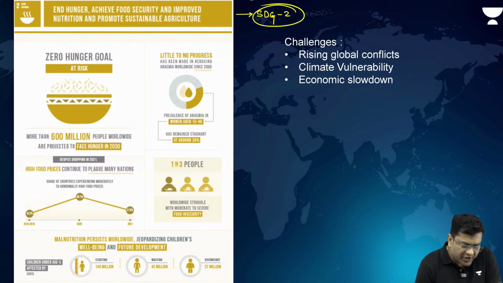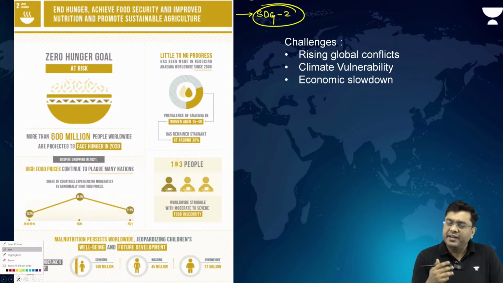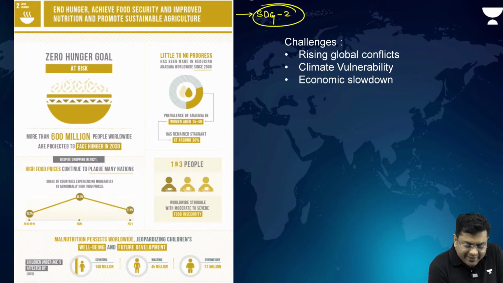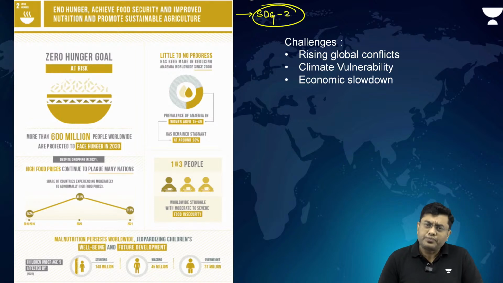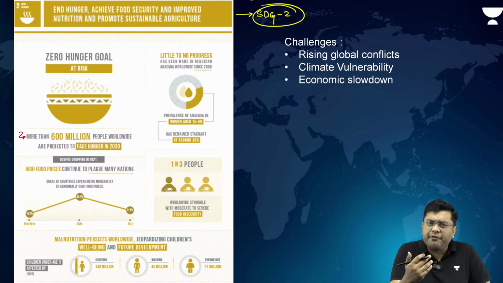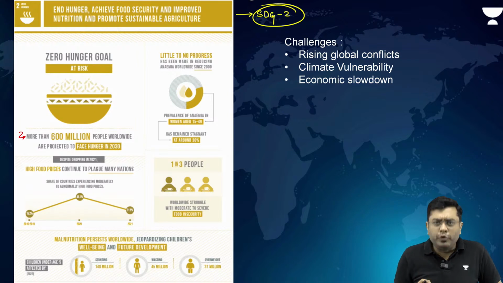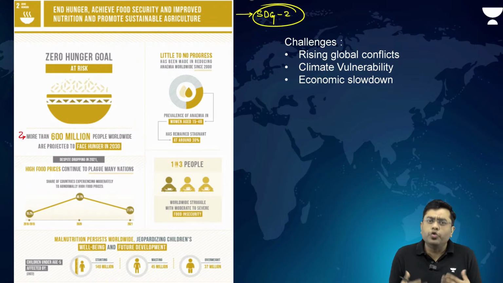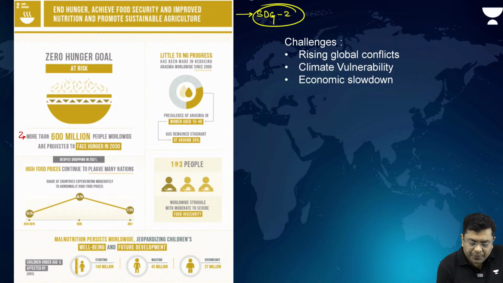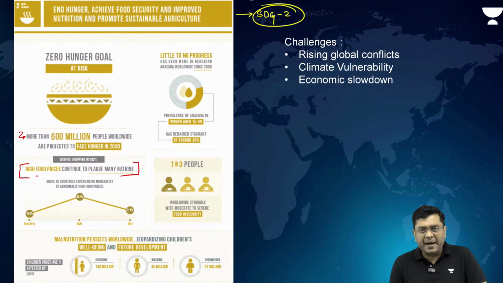Now, the present situation, if you take a look at it: the stocktake which was done by the UN agencies indicates that more than 600 million people worldwide are expected to face hunger by the year 2030. Hunger here refers to lack of quality food supply and lack of quality nutrition, right? Now, one of the reasons is high food prices that has impacted many nations across the world.